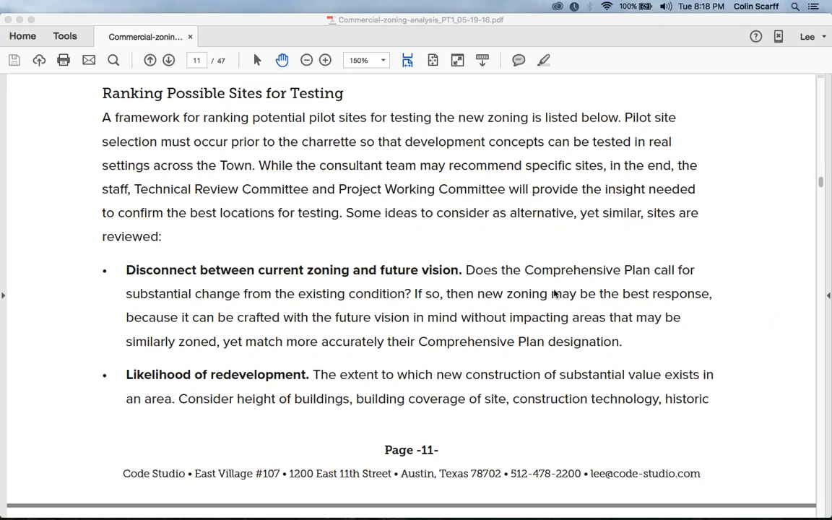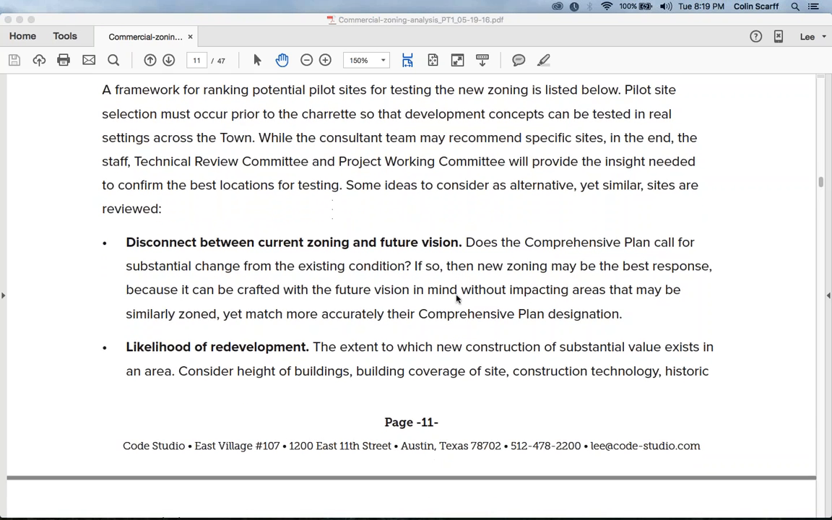I also wanted to remind you that really we are ranking possible sites for testing during the charrette this coming fall. So part of your committee's role is to make a recommendation. We'll help you with those ideas, but we want you to help us pick some of these sites as the best examples. And part of what we're talking about here is whether there's a significant disconnect between current zoning and future vision. That would suggest, of course, that we need new zoning in place. So if zoning and the vision seem to be pretty well in sync, then maybe we don't need to test that area quite so much.